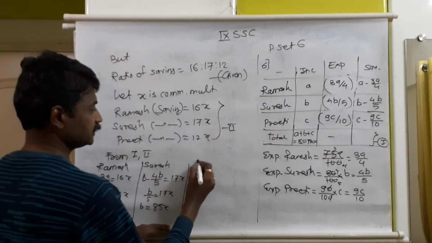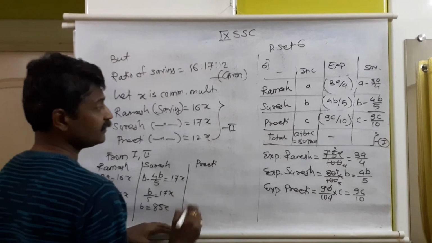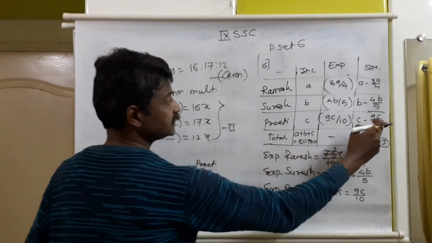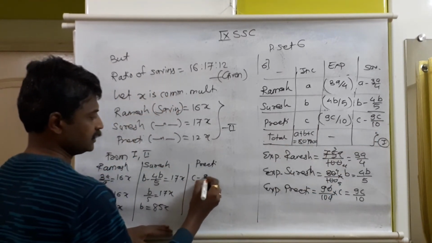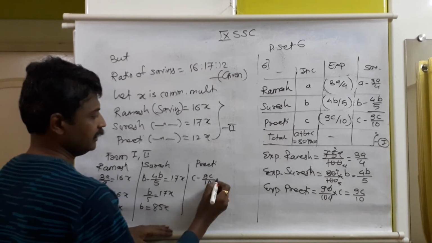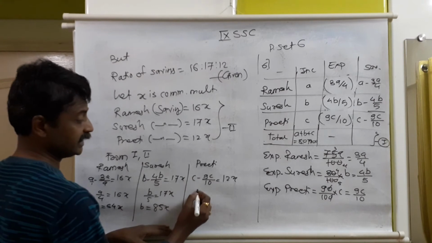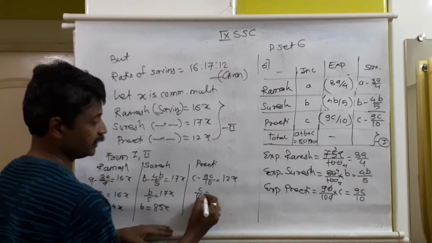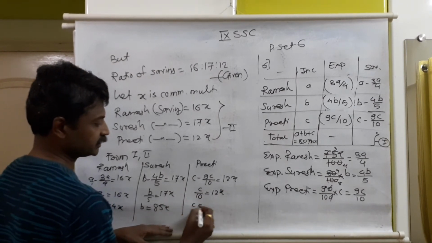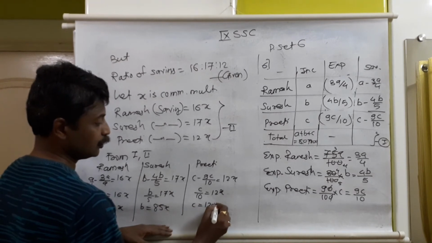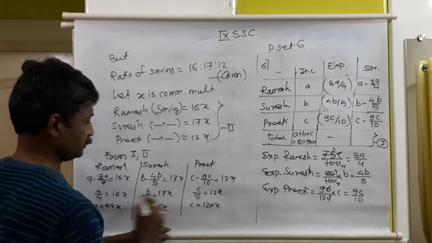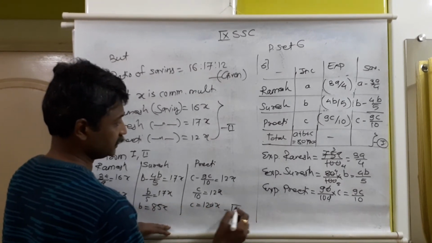Now for the same third person, Preeti. For Preeti, her saving is C minus 9C upon 10, and that will be equal to 12x. 10C minus 9C, it remains 1C. 1C upon 10 is equal to 12x. So C is equal to 12 into 10, 120x. This statement will be our equation number 3.